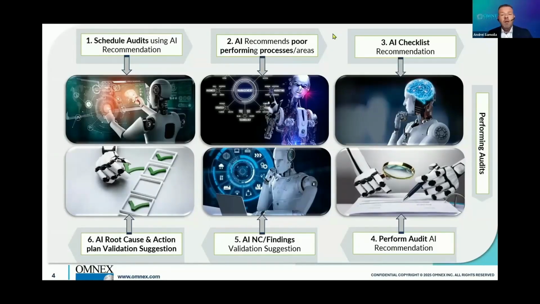Additionally, we have AI recommending poor performing processes or areas. If we look into an LPA, a layered process audit, there we have different processes that we do audits for. The same applies if we do a process audit or a system audit. In a system audit, we've got departments which might have been affected by failures in the past, and we want to take a look at them using AI.